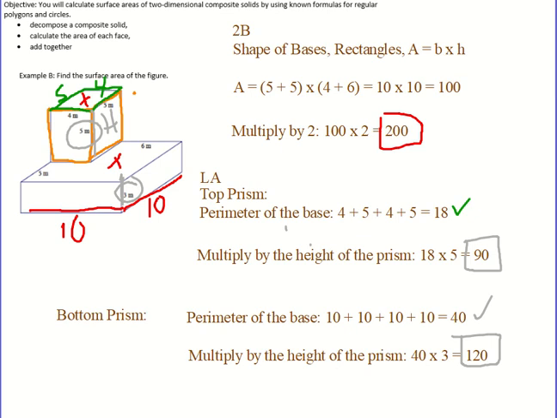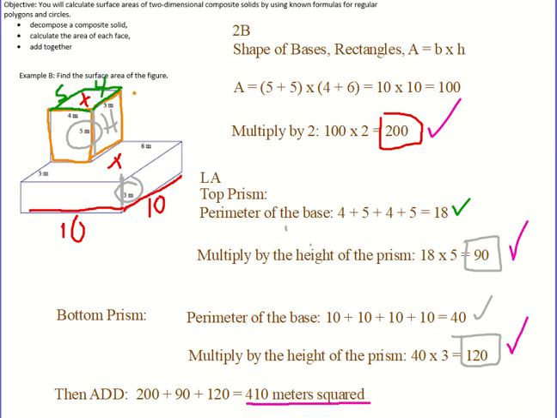So now that you have the area of the bases and that of the lateral faces, add them together. So 200 plus 90 plus 120 is 410 meters squared. So we found the area of the lateral faces and the bases. Added them together and got our answer.